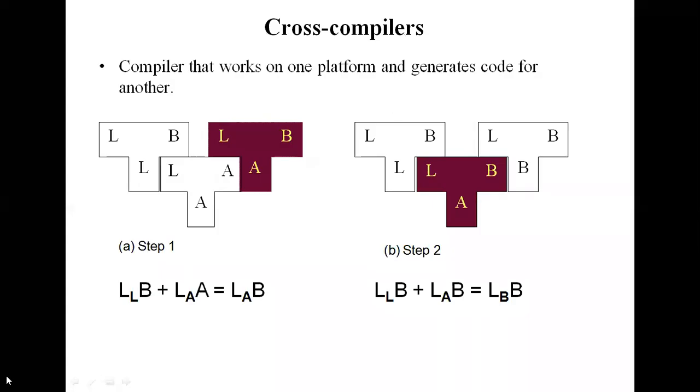Then going to the next topic, that is cross compilers. What is the definition of a cross compiler? A compiler which runs on one machine, make a note of this, and produces the target code for another machine. Such compilers can be called cross compilers.